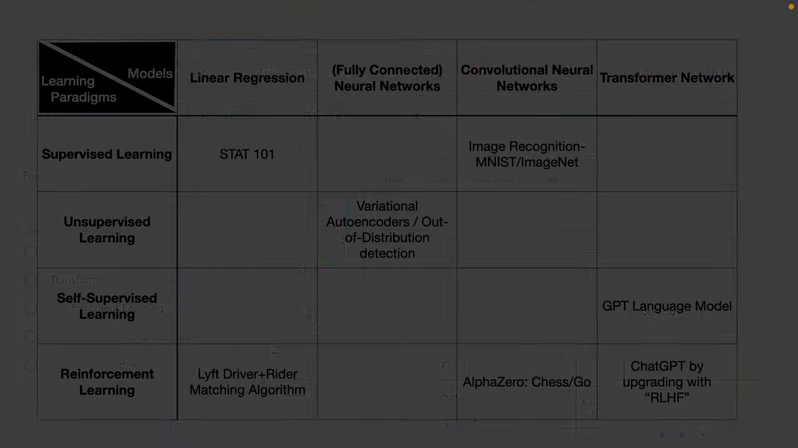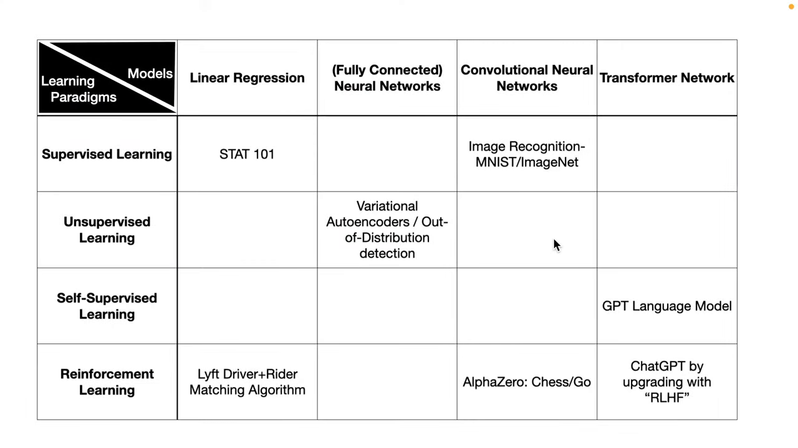I hit play. Okay, so here is a chart. On the x-axis of the chart are the models, and those are the 4 models that I gave you already. So linear regression, neural networks, convolutional networks, and transformer networks. And so they're all functions. You can think of linear regression as the easiest one. It's linear functions. So you do ax plus b, you vary the a, you vary the b, you get a bunch of linear functions. On the y-axis here, on the rows, I have what I'm calling learning paradigms.